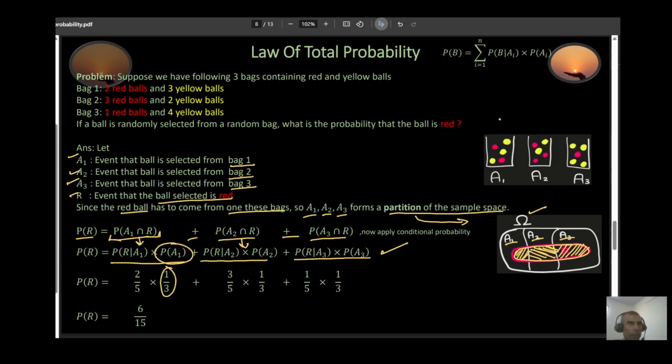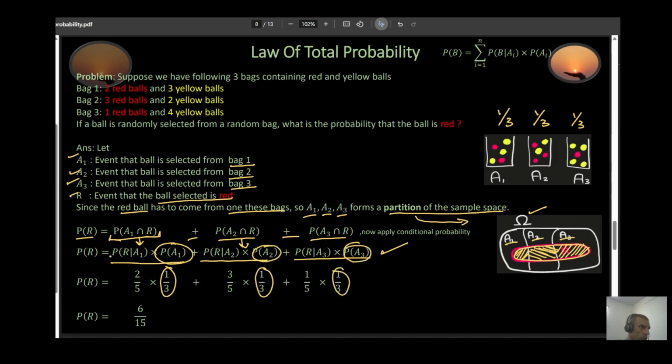So probability of selecting a ball from bag 1 is 1 over 3. Probability of selecting a ball from bag 2 is 1 over 3. And probability of selecting a ball from bag 3 is 1 over 3 because there are total 3 bags. So I know my P(A1) is 1 over 3. I know my P(A2) is 1 over 3. And I know my P(A3) is 1 over 3.